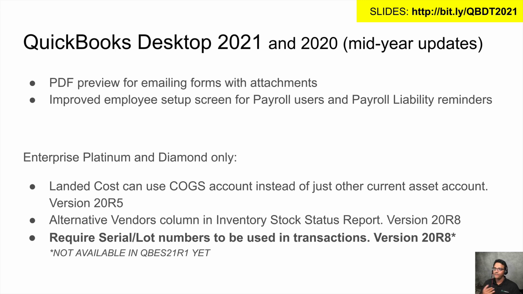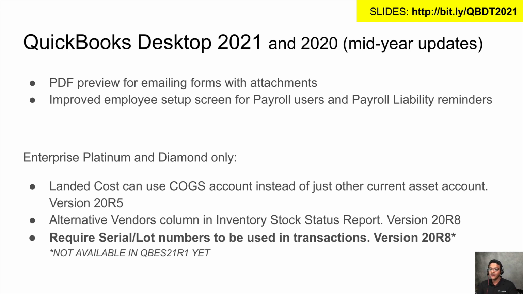So one is a PDF preview for emailing forms with attachments. Now when you go to email the form with attachments, you can quickly preview the attachment before hitting send. That's huge for people not sure if the attachment contains the relevant information on that email. You also have an improved employee setup workflow and really cool payroll liability reminders. We have some screenshots on that.